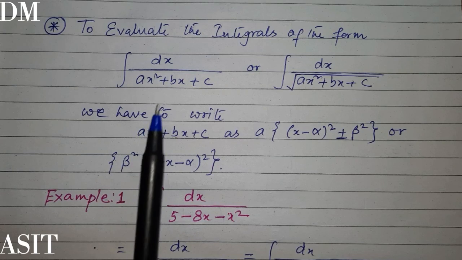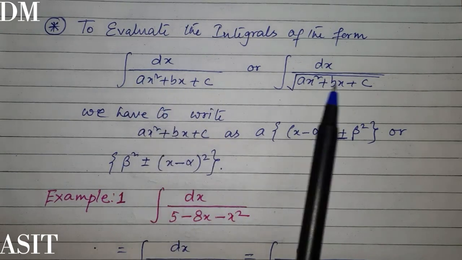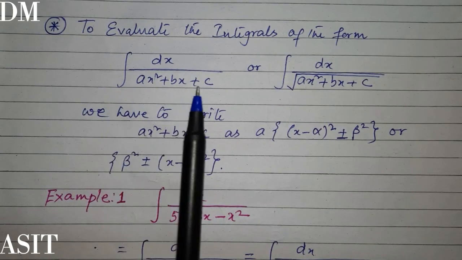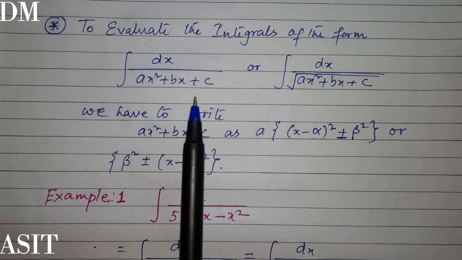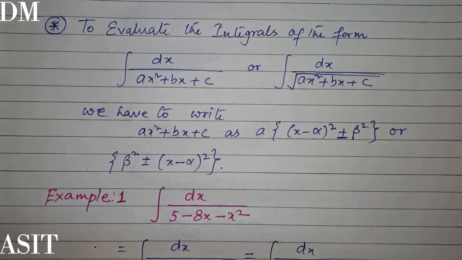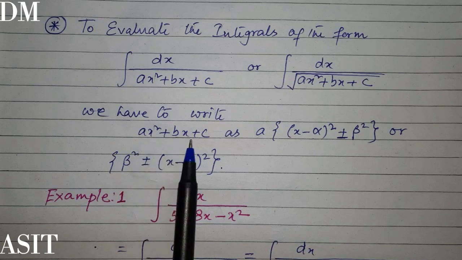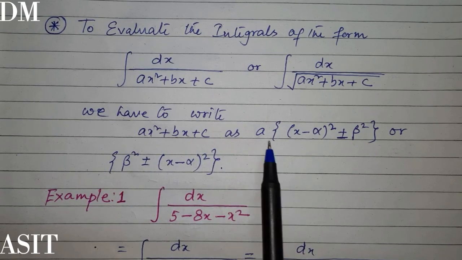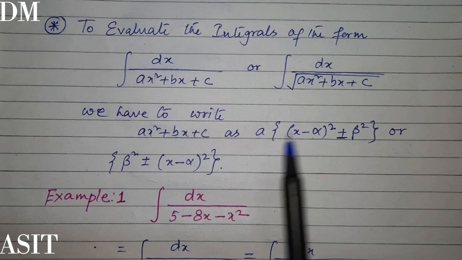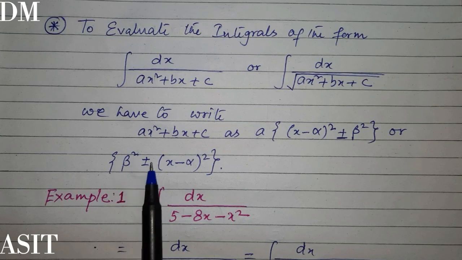Now first of all we will solve how to integrate these two integrals. It is dx by a quadratic expression or dx by square root of a quadratic expression. So here we have to write the denominator, that is ax square plus bx plus c, as a into (x minus alpha) whole square plus or minus beta square, or beta square plus or minus (x minus alpha) whole square.